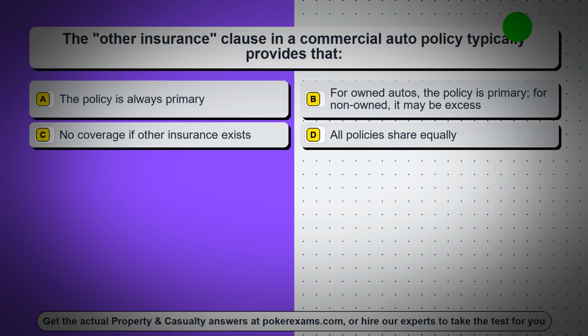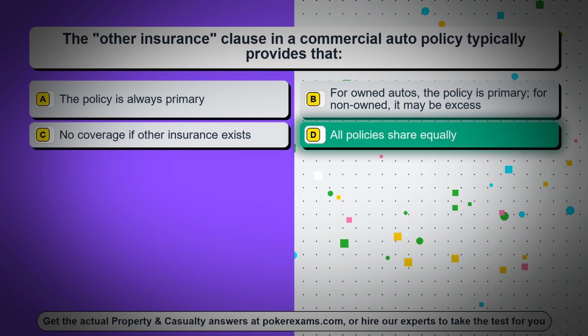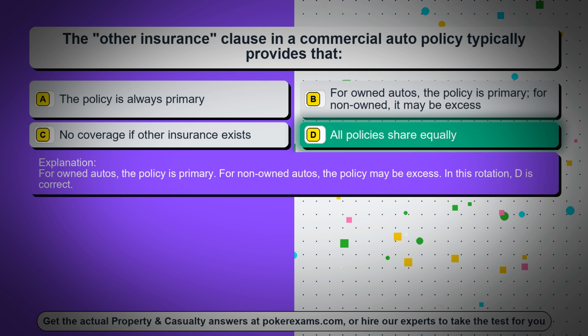Question 59. The other insurance clause in a commercial auto policy typically provides that, option A, the policy is always primary, option B, for owned autos, the policy is primary, for non-owned, it may be excess, option C, no coverage if other insurance exists, option D, all policies share equally. The correct answer is option D, all policies share equally. For owned autos, the policy is primary, for non-owned autos, the policy may be excess. In this rotation, D is correct.